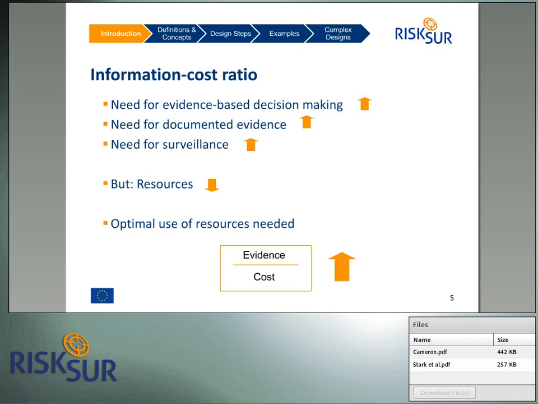One way to set priorities in such a context of an increasing need for surveillance but decreasing means is to try to make optimal use of resources such that the best possible evidence is obtained per investment. In economics, this would be called improved efficiency. The aim is to try to either obtain more evidence per cost unit or, if we need to reduce the budget, to obtain the same information with less cost. Both attempt to optimize the evidence-cost ratio.